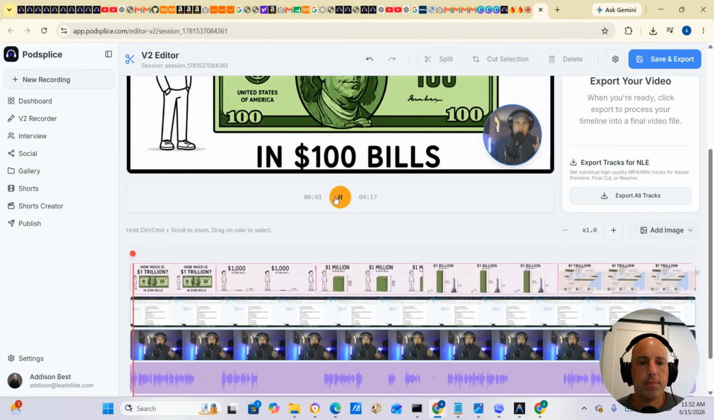How much is $1 trillion really? A $100 bill is only about 0.11 millimeters thick. Pretty thin, right? But what if we keep stacking these?